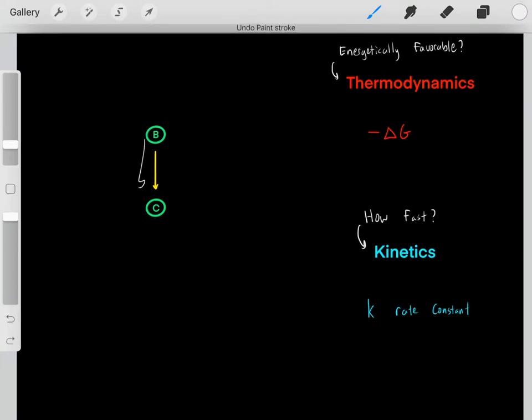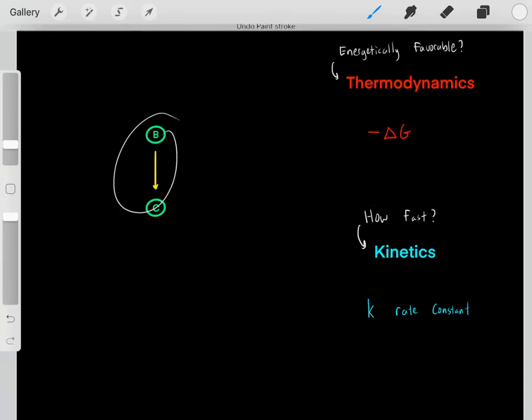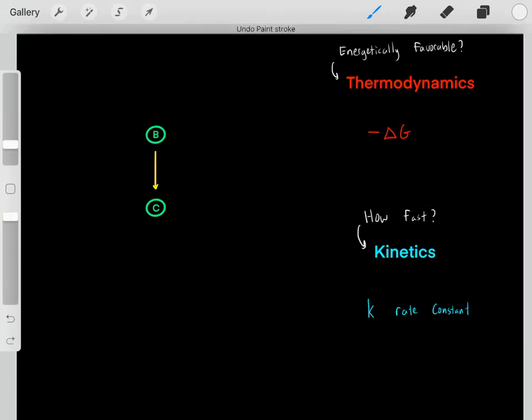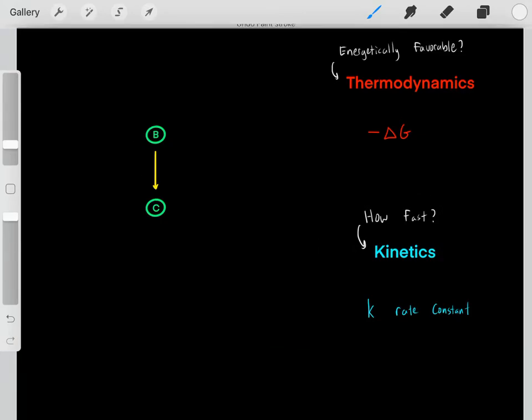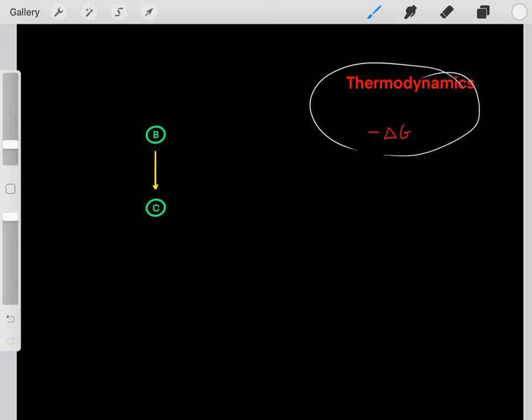Is this reaction spontaneous? But also we need to know the kinetics of this chemical reaction, which is essentially related to how fast is this chemical reaction. For example, maybe this reaction is thermodynamically favorable with a negative delta G. However, is it fast? Does this chemical reaction occur quickly? What are the kinetics of the chemical reaction? So first, let's focus on the thermodynamics of the chemical reaction.